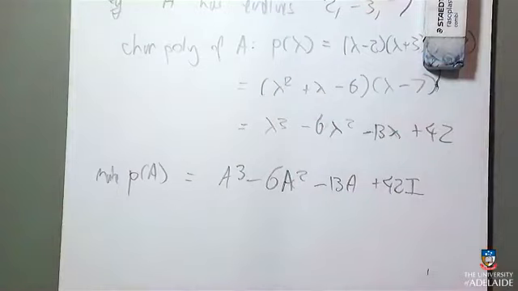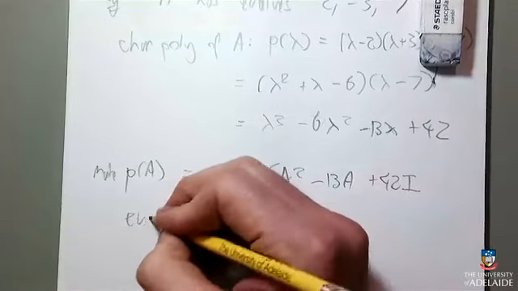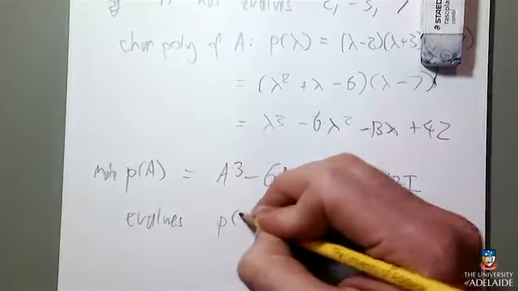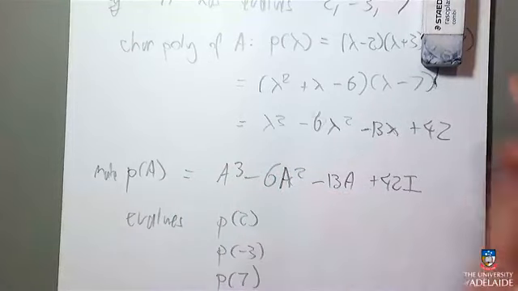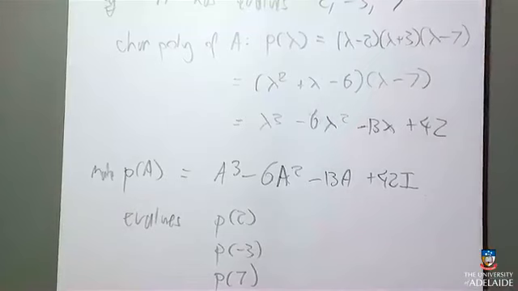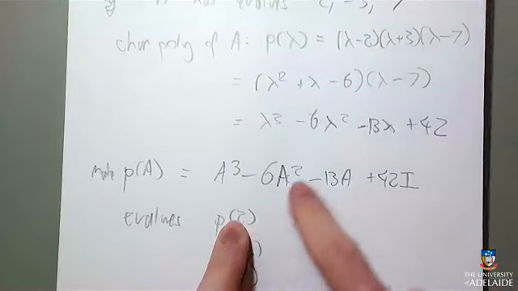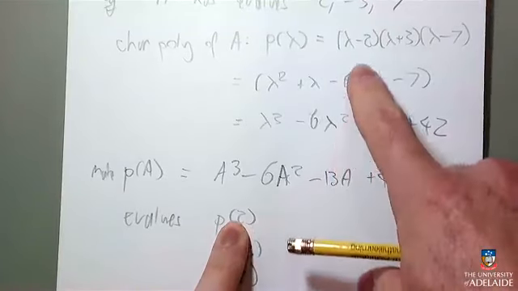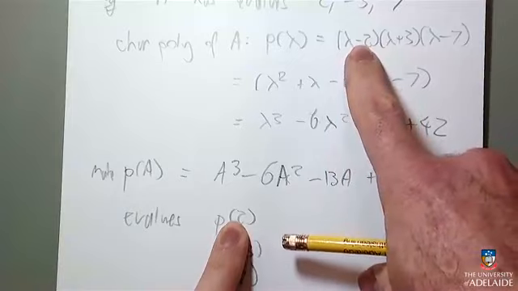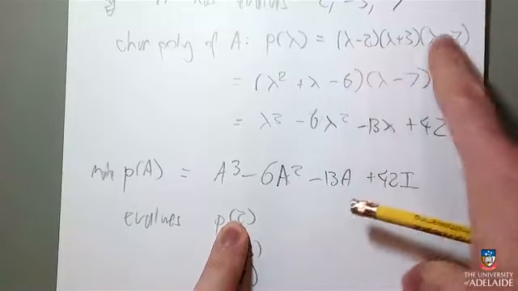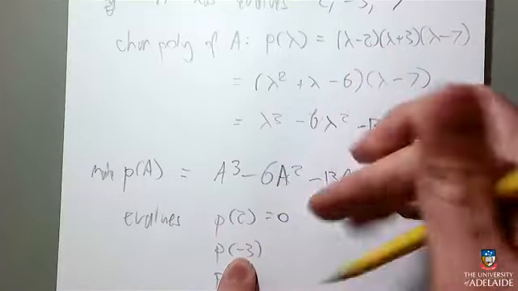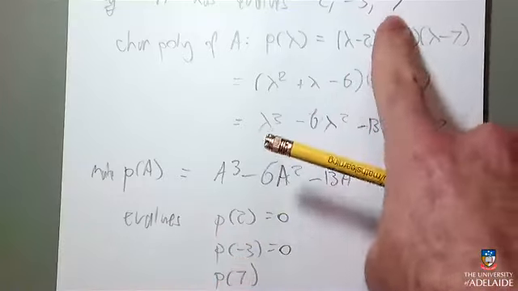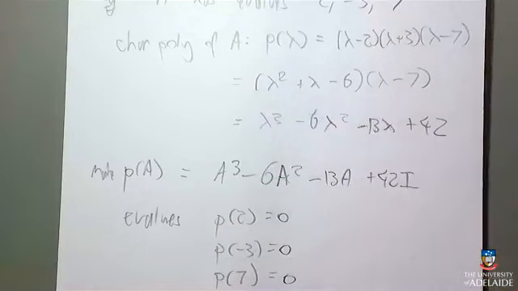And that matrix, whatever it works out to be, will have eigenvalues P of 2 and P of minus 3 and P of 7. But when I sub 2 into this polynomial, it's really this, and so I'm going to get 0, because 2 minus 2 is 0 times all the rest. And when I sub minus 3 into this polynomial, I'm going to get 0. And when I sub 7 into this polynomial, I'm going to get 0.